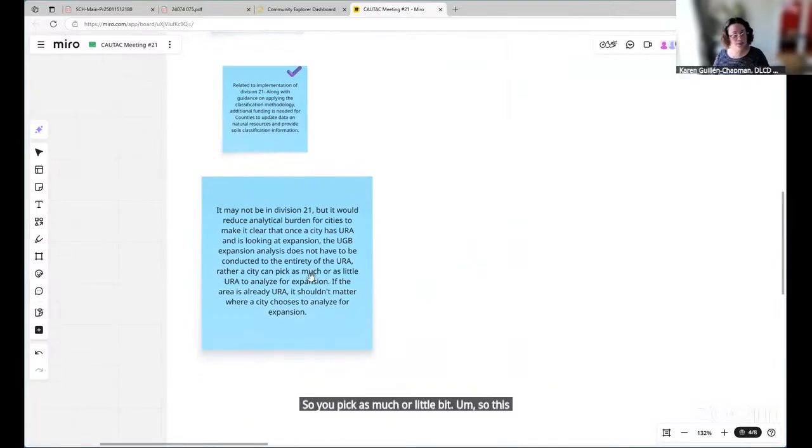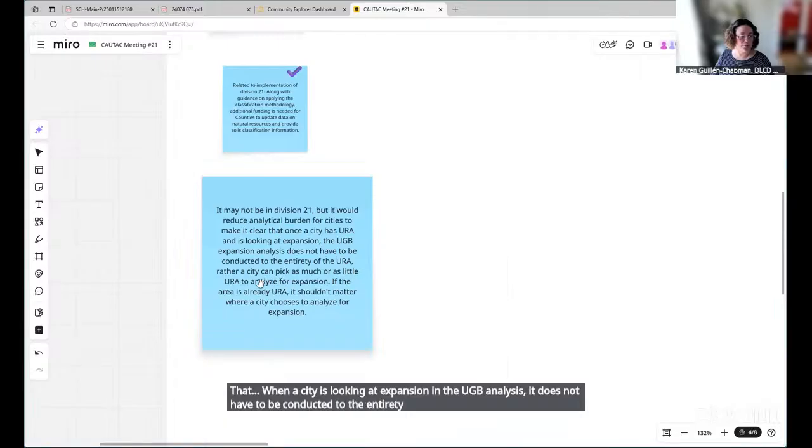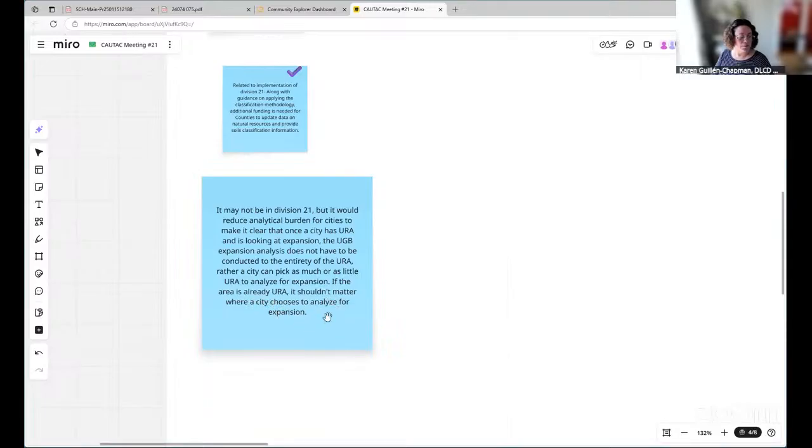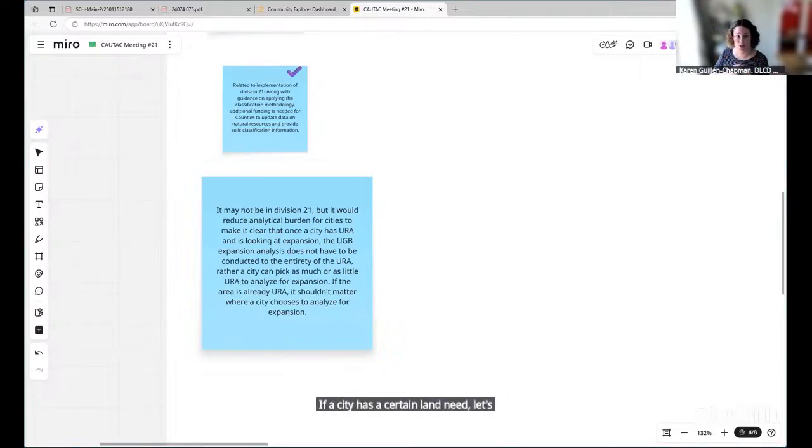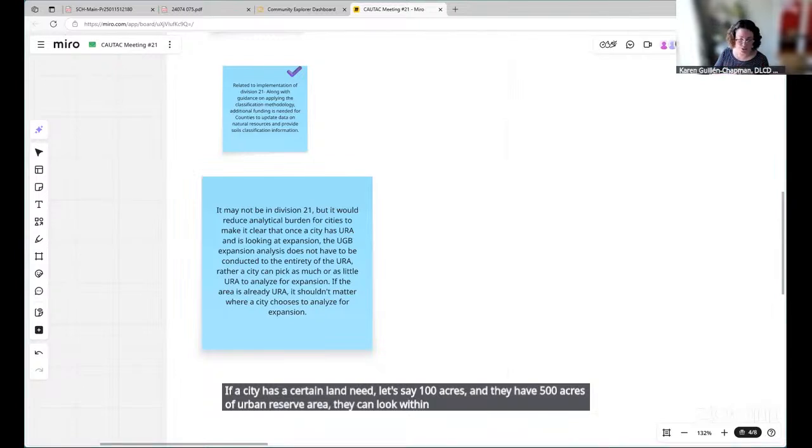So this is requesting clarifying language in the bill that when a city is looking at expansion in the UGB analysis, it does not have to be conducted to the entirety of the URA. Rather, a city can pick as much or as little of the URA to analyze based on the needed land for that expansion. And I think, Kevin, as I'm reading this, it shouldn't matter, so I'm going to treat this one as clarifying. If a city has a certain land need, let's say 100 acres, and they have 500 acres of urban reserve area, they can look within that urban reserve area and satisfy that acreage. They don't have to look beyond.